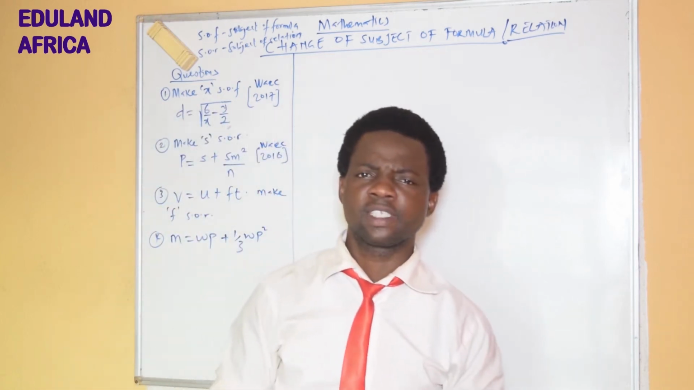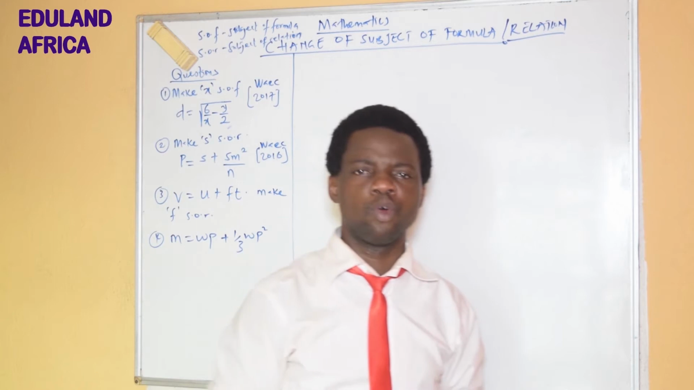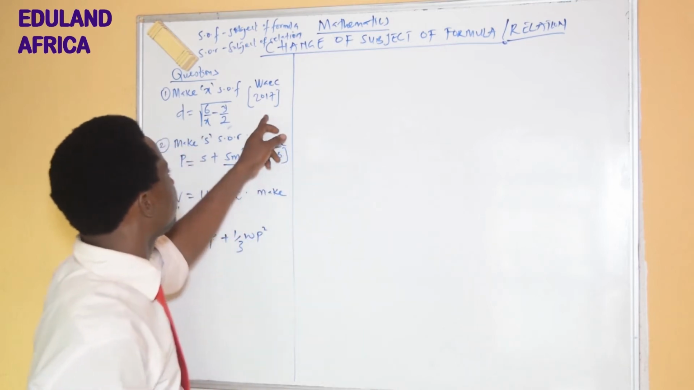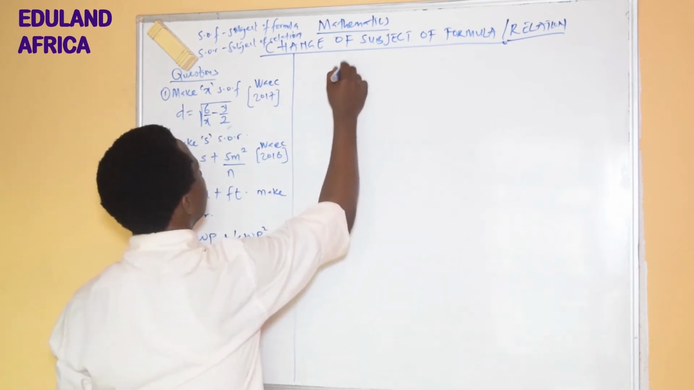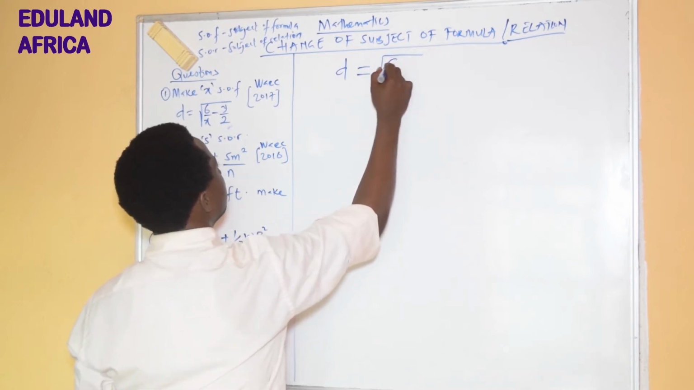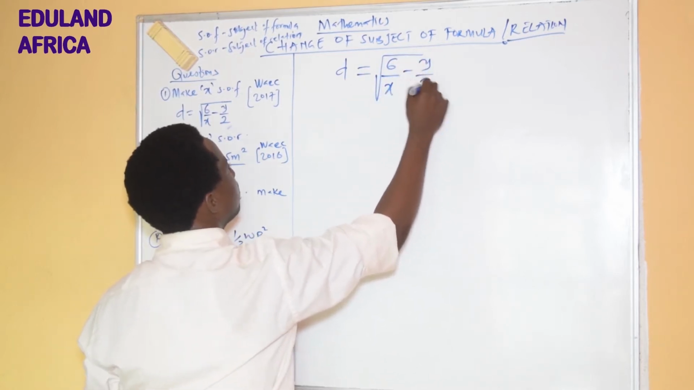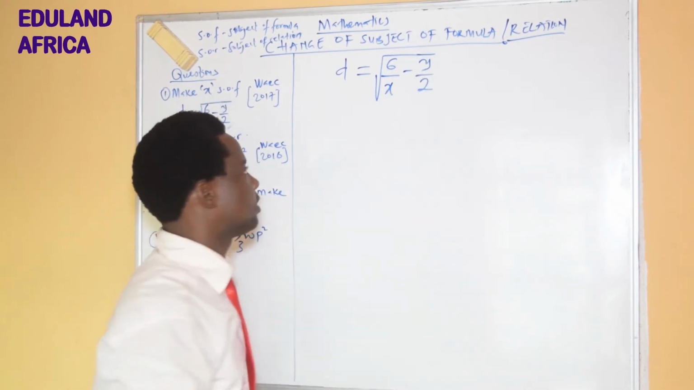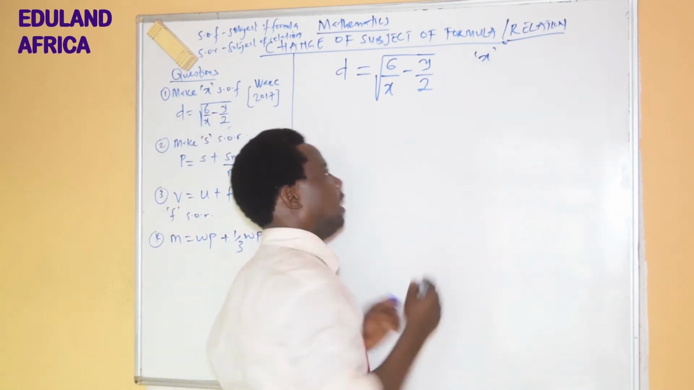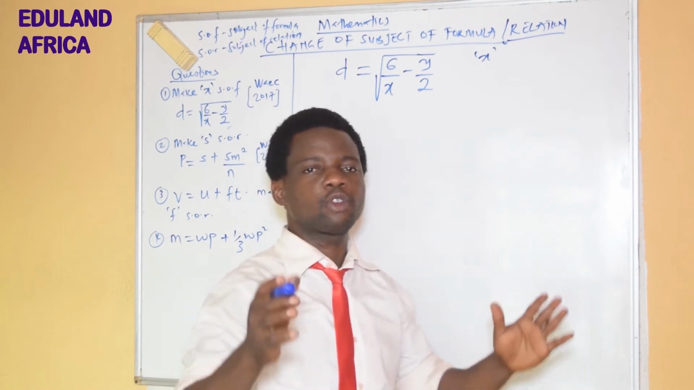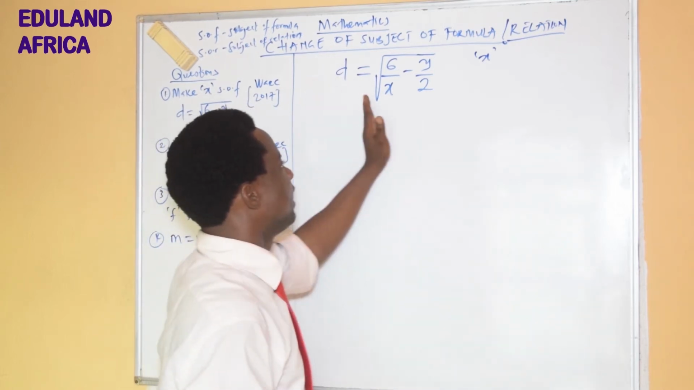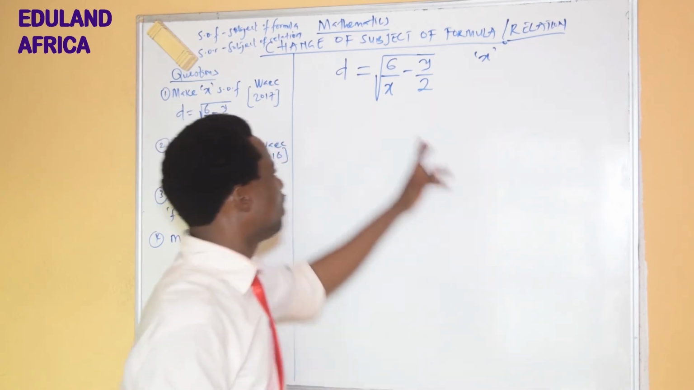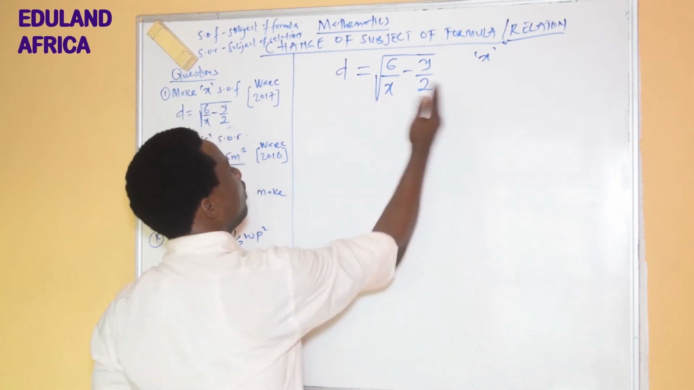Now let's take one or two questions and see how we can deal with change of subject of formula easily. In WAEC objective 2017, you have this question: D equals the square root of 6 over x minus 1 over 2. Now, who are we looking for? X. So we are trying to make x the subject of the formula. We have two sides, the left-hand side and the right-hand side. But our x, where is it? Obviously, it's on the right-hand side of the equation.